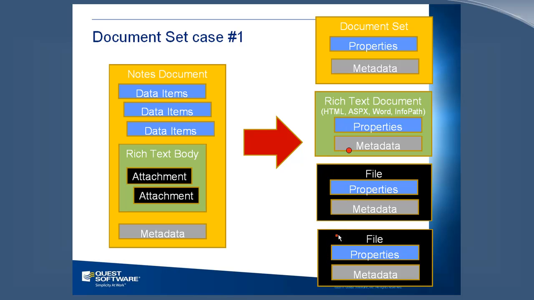And by the way, these will remain linked. So this rich text document might have a link to the attachment, or you can set up a property on this file so it links back to the parent document and things like that. You can still do all that. That works fine. The point is, one notes document has resulted in one document set with all these parts in it. So that's kind of the one-to-one case.